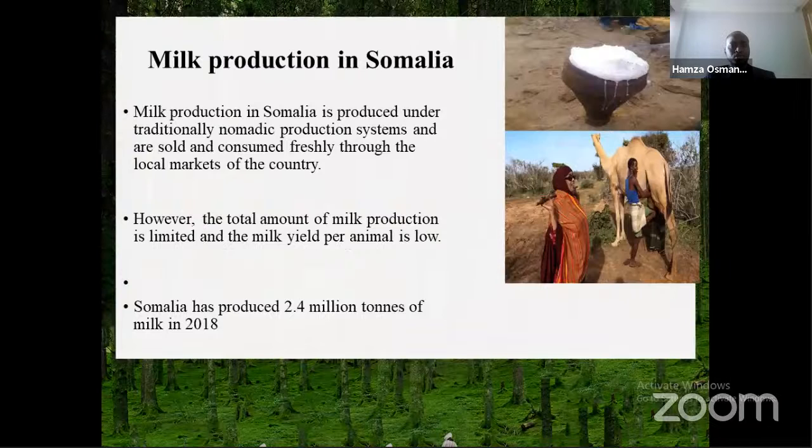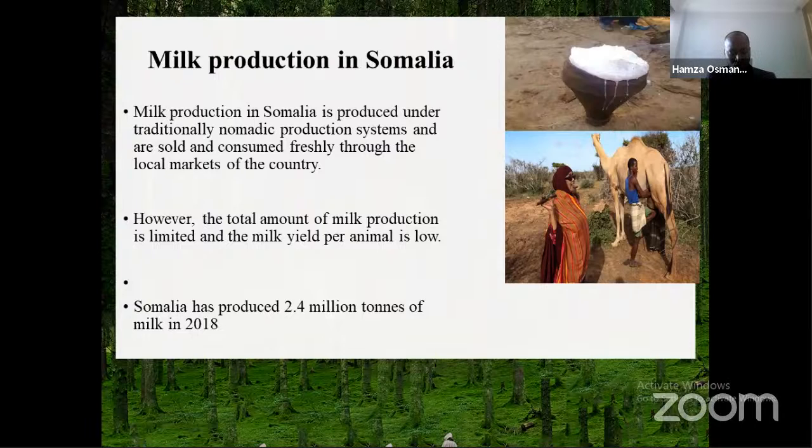Milk in Somalia is produced under a traditional nomadic production system and is sold and consumed fresh through the local markets of the country. However, the total amount of milk production is limited and milk yield per animal is low. Somalia produced 2.4 million tons of milk in 2018. The production, collection, and marketing of milk provide employment and income for people in both rural and urban areas, especially women, who traditionally dominate the trade of milk.